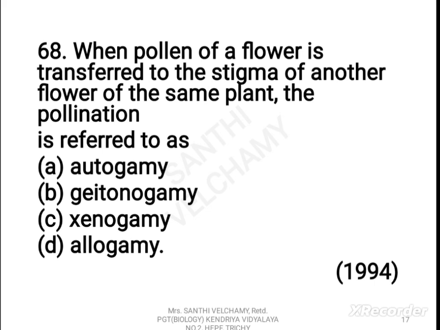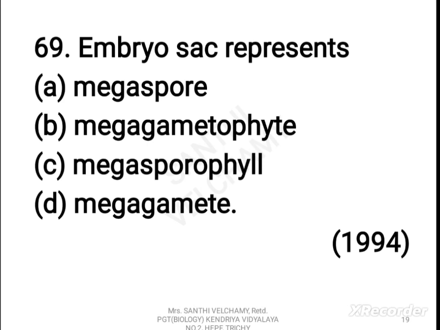Now the next question. When pollen grain of a flower is transferred to the stigma of another flower of the same plant, the pollination is referred to as A. Autogamy, B. Geitonogamy, C. Xenogamy, D. Allogamy. The correct answer is B. Geitonogamy.